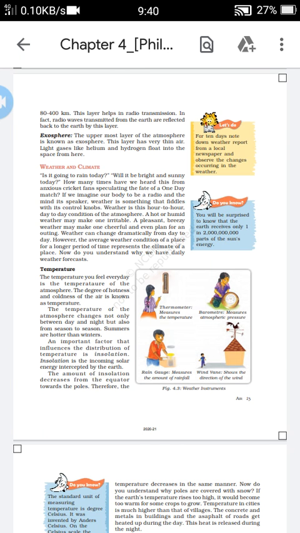Welcome to the new segment of grade 7. We are discussing geography, 4th chapter, that is Air. In that subtopic, today we are going to discuss temperature.